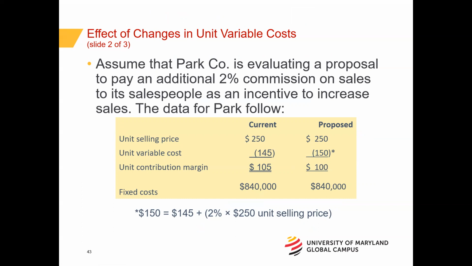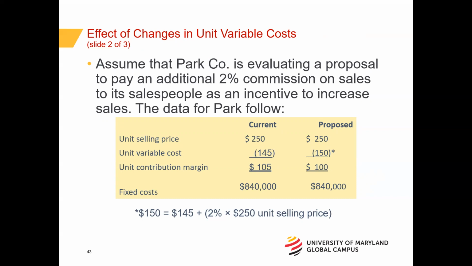Let's assume that our company is proposing to pay our salespeople a little bit more. Extra 2%. Okay. Our current model, our sales price is $250 per unit. Our variable cost is $145, giving us a unit contribution margin of $105 per unit. Our fixed costs are $840,000.